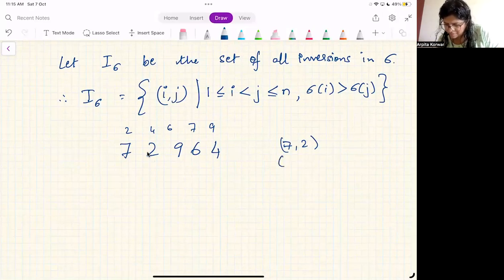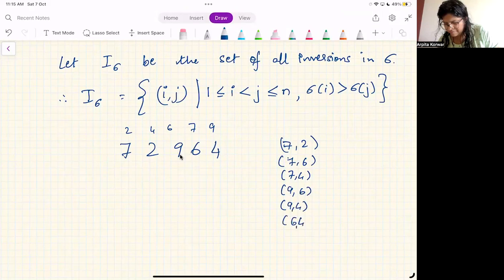7, 2. Then 7, 9 is not an inversion. 7, 6 is an inversion. 7, 4 is an inversion. 2, 9 is not. 2, 6 is not. 2, 4 is not. 9, 6, yes, 9, 6 is an inversion. 9, 4 is an inversion. And 6, 4 is an inversion. So 6 inversions. Now let us do bubble sort.